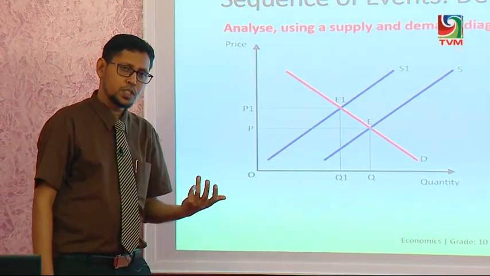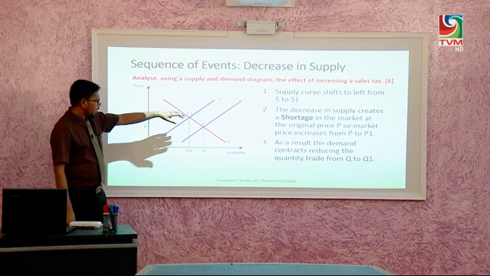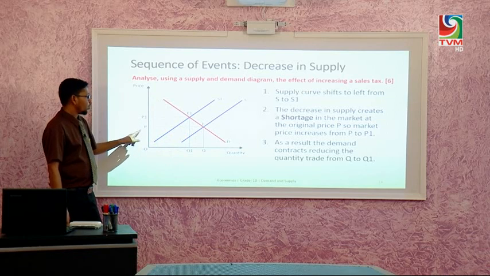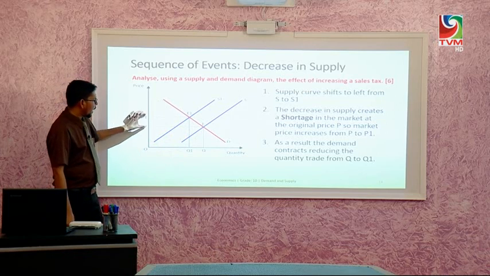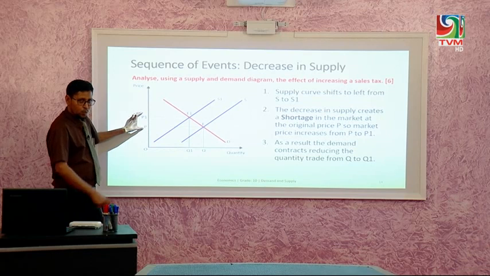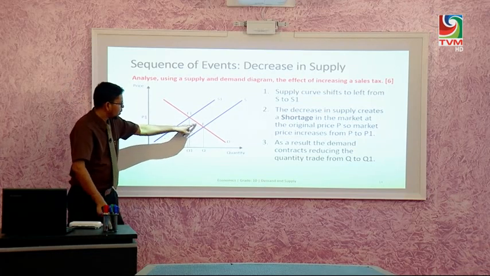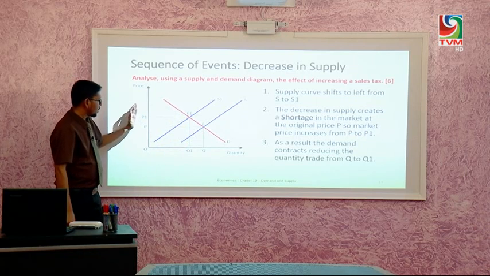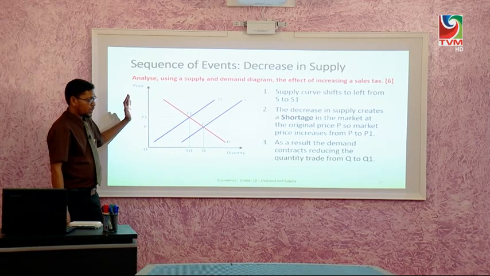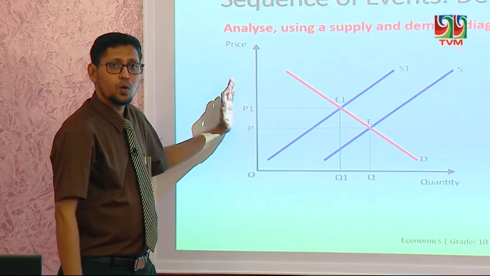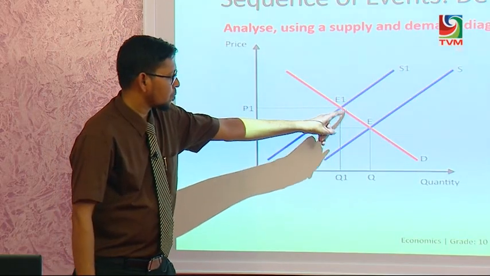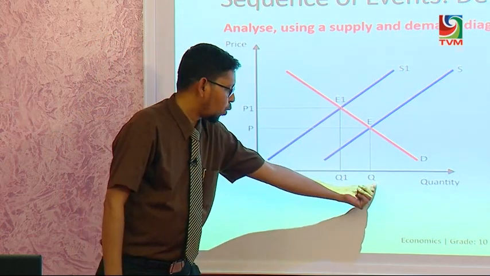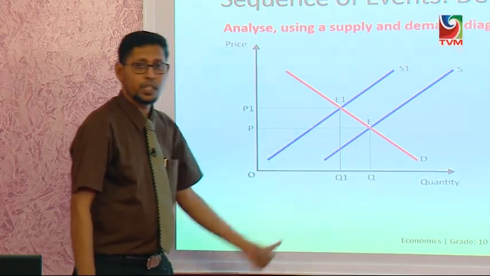When the supply falls, there is a shortage. When the shortage occurs, the price starts increasing. When the price increases, that increase in the price causes the demand to contract. When price increases, the law of demand says the higher the price, the lower the demand. So there is a contraction of demand, and because of that there is less quantity traded.